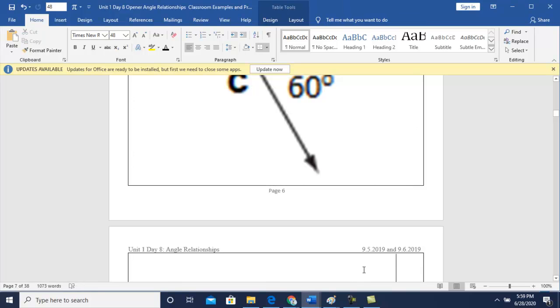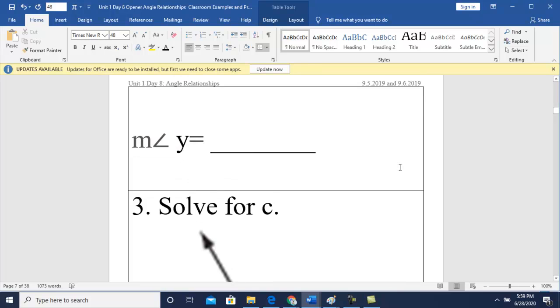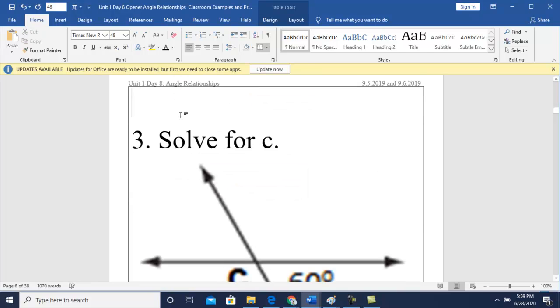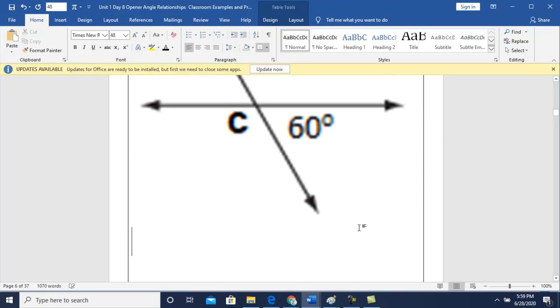Now, what you're going to have to do is, because it's a linear pair, since it's a linear pair, remember, the two angles share a common side, and the other side is a straight line. So we know that the two angles C and 60 degrees are going to have to equal 180. Now, our goal is to solve for C.